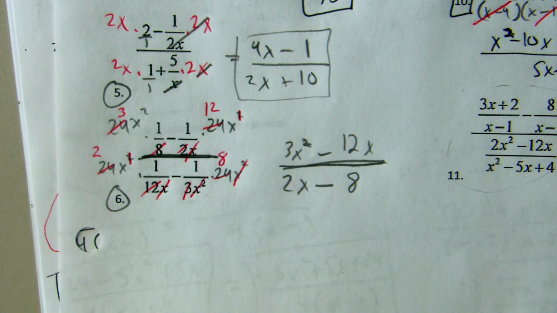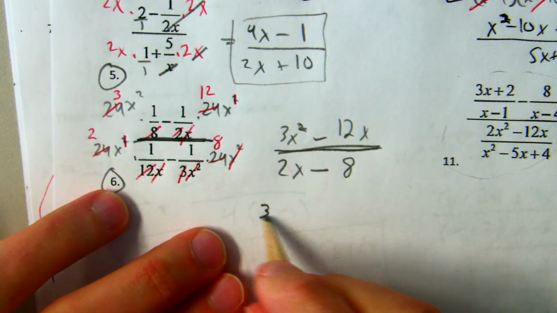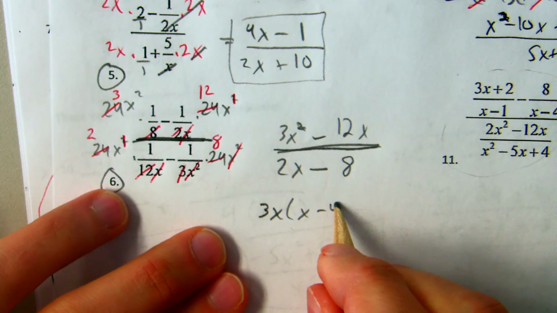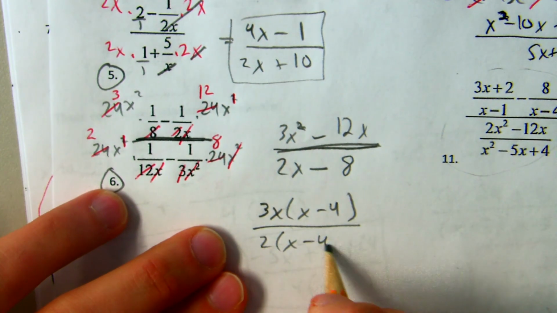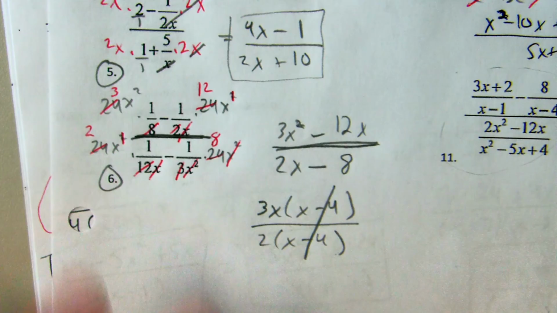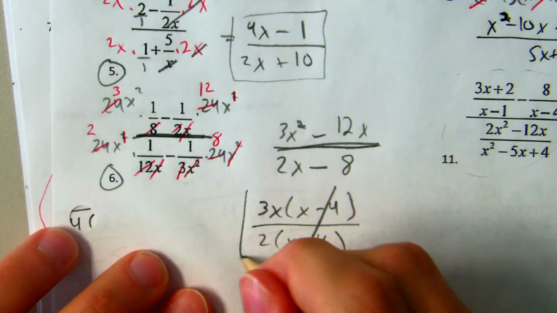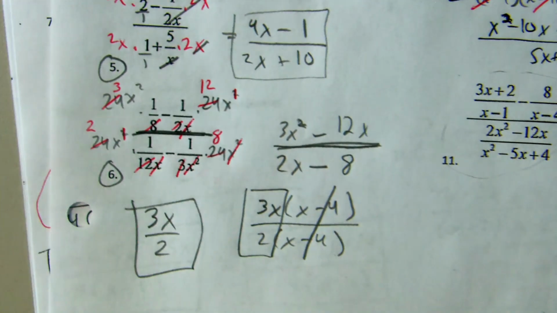And I don't think anything else is going to reduce, but to be sure, it doesn't take me but just a moment to go ahead and factor a GCF out of both of those. And so if I thought nothing else was going to reduce, I was wrong. If you factor out the GCFs, you'll see that they both had a factor of x minus 4. So this gets all the way down to 3x over 2.